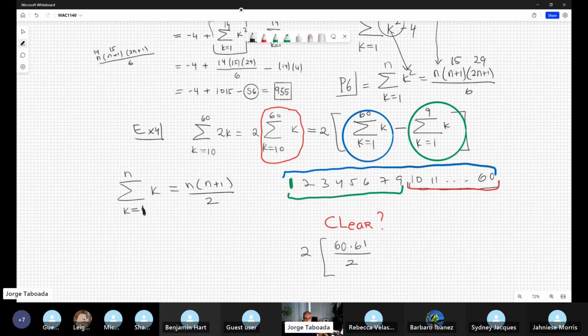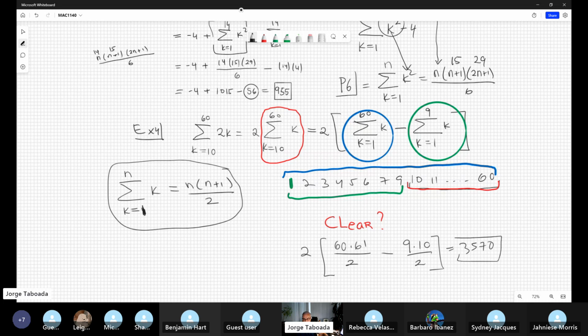I suppose you remember that formula. Get this formula: M is 60, multiplication by 61, plus M plus 1 divided by 2, minus 9 times 10 divided by 2. And the rest is just calculated. 30, 61, 45, whatever, right? The answer is 3,507. If you want to check it, but I did it several times. Cool?